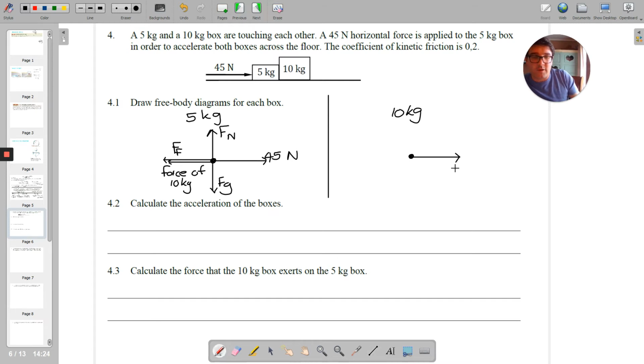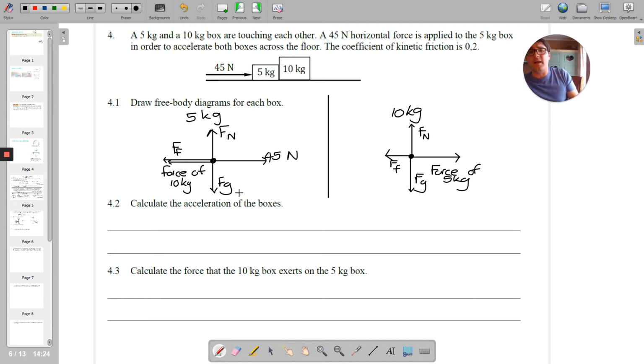Then I've got the force of the 5 kg on this one. Then it will also experience a frictional force in the opposite direction. And it will experience a normal force and a weight. Okay, so I just want to draw all the forces. It's quite tedious drawing it with these lines, so just bear with me. I'll name them all just now. So that would be my normal force, this would be my weight, and this would be my frictional force.